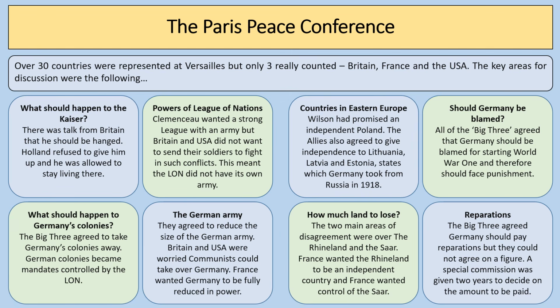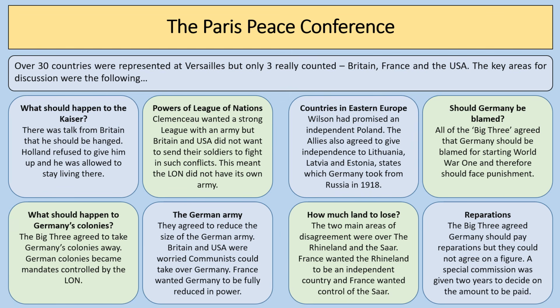What about the power of the League of Nations? Well, Clemenceau wanted the League of Nations to be very, very strong with its own army. Britain and America are more reluctant. They didn't want their soldiers to actually have to fight in different conflicts like that. So it meant that when they set up the League of Nations, it never had its own army and would in effect have to borrow its soldiers from its member countries, which is not particularly a realistic proposition.